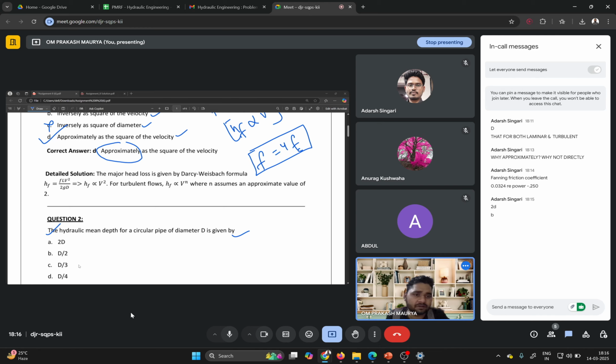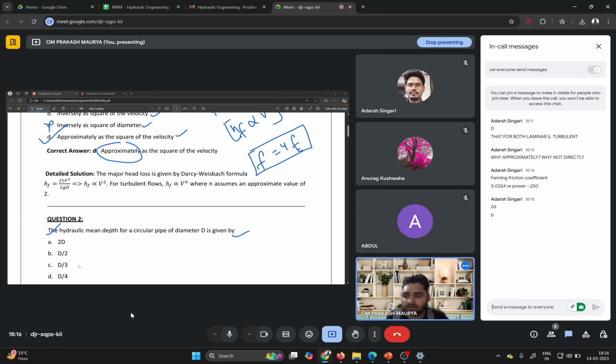Yes, others were telling yes, this formula will be used for both laminar as well as turbulent flow. Though for your second question, why approximately? Yes, it is directly proportional, and the Fanning friction coefficient. Yes, good.